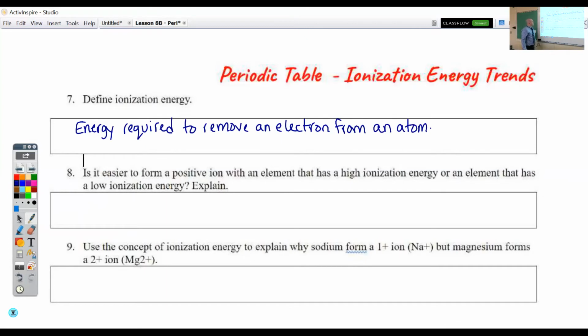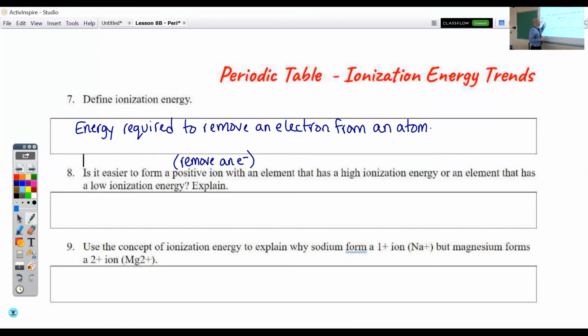The next question. Is it easier to form a positive ion, which means that we're removing an electron, from an atom that has a high ionization energy or an atom that has a low ionization energy? So high ionization energy means that it's going to cost a lot of energy to try and rip that electron off. So that's going to make it harder. Low ionization energy means you don't need a whole lot of energy to remove it. So that one would be easier.